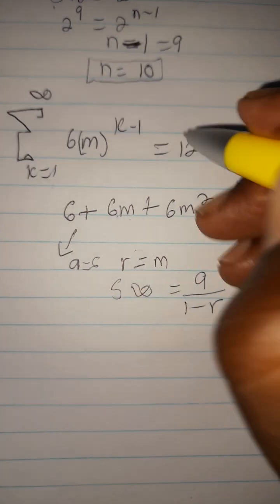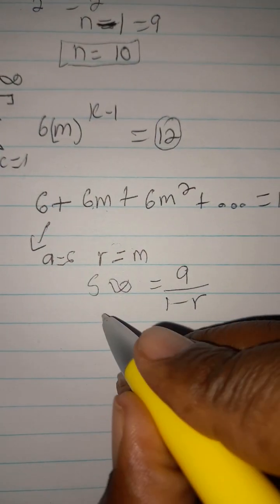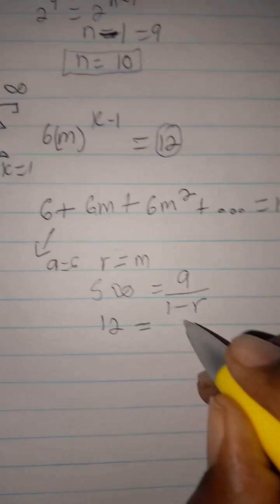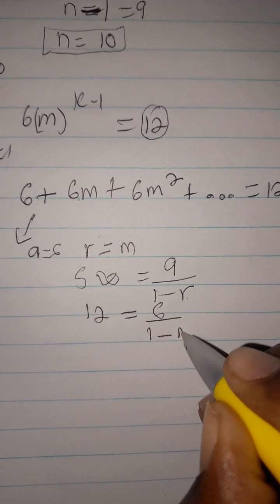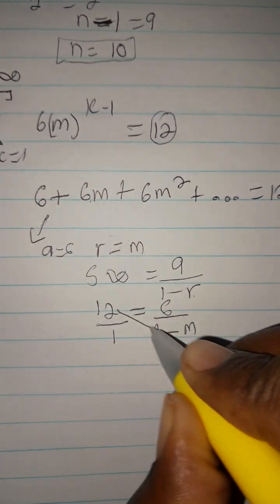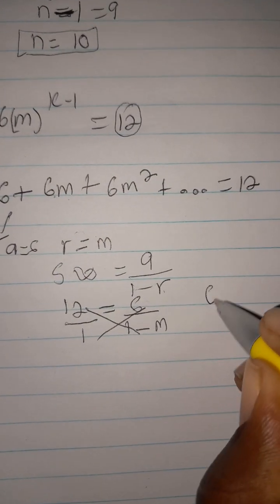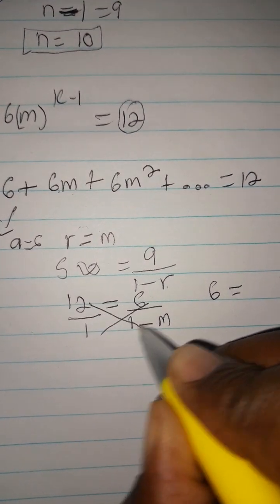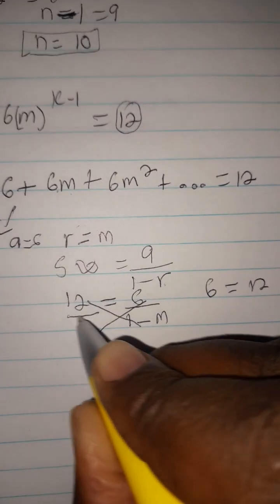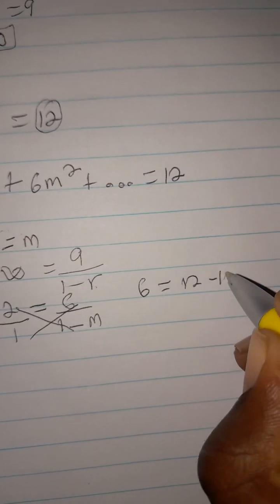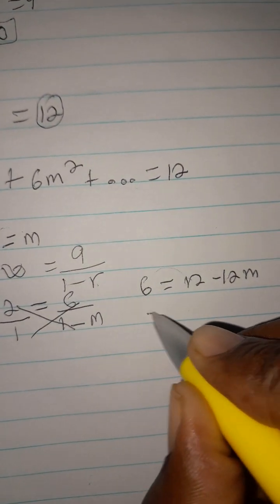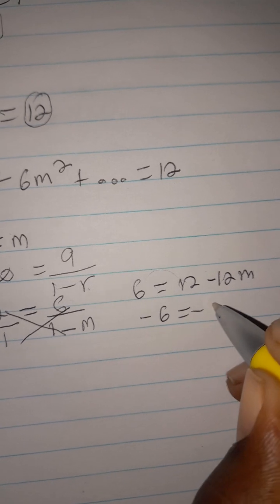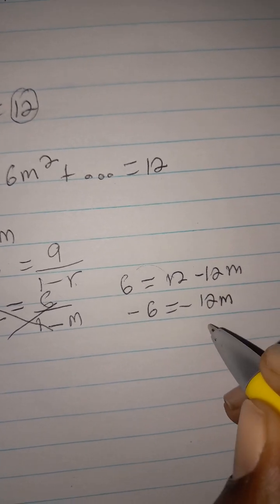Okay, but we're being told that the sum to infinity is 12 there. Then you plug in 12. What is your a? A is 6. Then we have 1 minus our r, it's m. Then the best way will be cross multiply. 6 times 1, that will be 6. 12 times 1, that will be 12. 12 times negative m, that will be negative 12m. Then like terms, 6 minus 12, that will be negative 6, which is negative 12m.